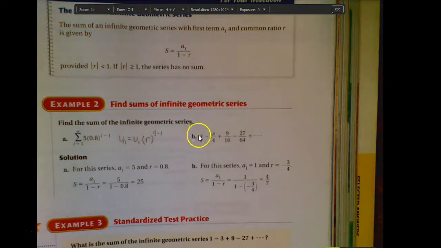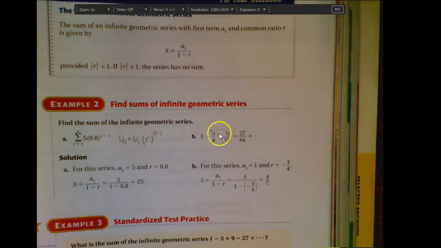Let me jump over to part B. This is the more likely scenario that you're going to run into, where you have a pattern, and then it's like that... So I can see that this goes on forever. That's how I would recognize it as infinite, because it goes on forever. There's no specific number of terms here. This just goes on and on and on.